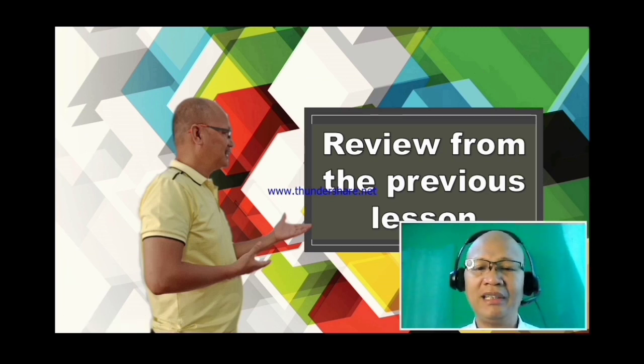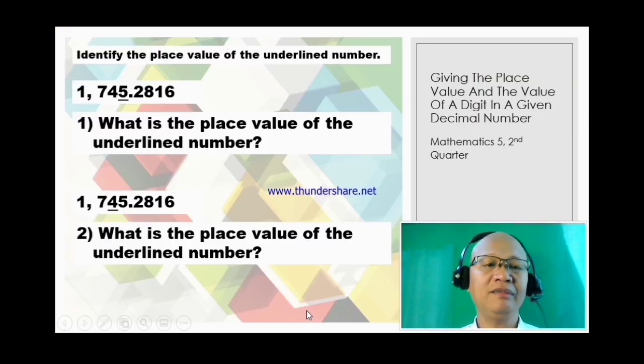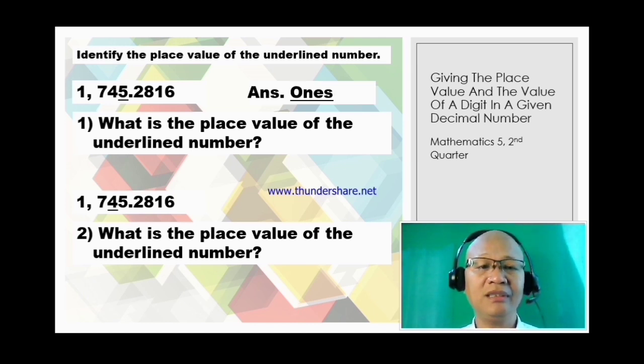Very good. This morning we are going to identify the place value of the underlined number. We have 1745 and 2816. First question, what is the place value of the underlined number? Our underlined number there is 5. Very good. Ones. The first digit from the decimal point going to the left is ones.